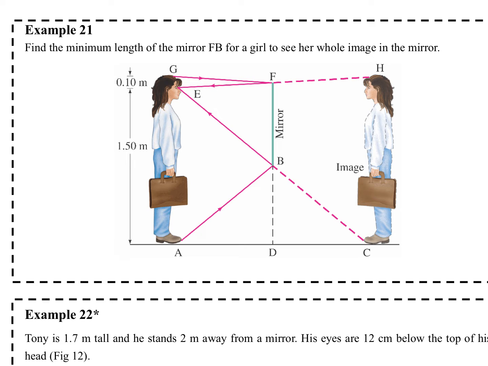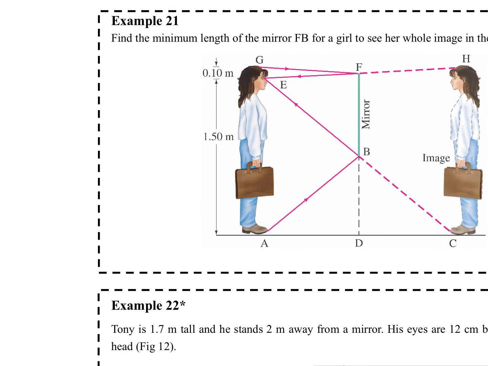In example 21, we need to find out the mirror which enables the girl to see her full image. In physics examination or OT, most probably you will notice that this kind of question always appears in the paper. The questions always ask you to find out first the top edge of the mirror, which should be the minimum edge of the mirror. The length is indicated in the graph. And this one is the minimum length of the top edge of the mirror.